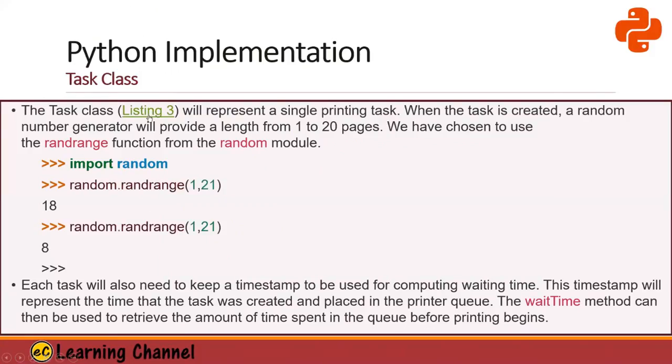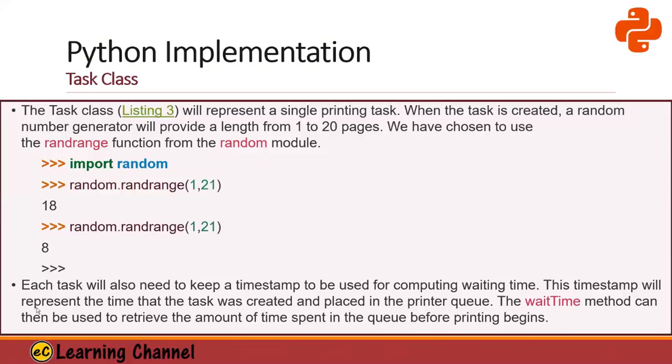So there's a task class. The task class will represent a single printer task. When the task is created, a random number generator provides a length of 1 to 20 pages. So basically, it mimics a number of pages, okay? And the function is range 1 to 20, not including 21, okay?